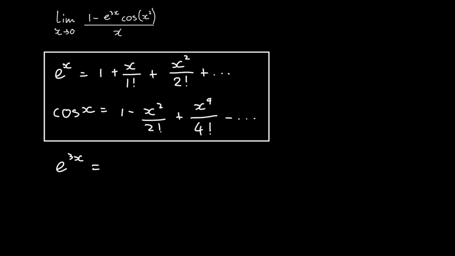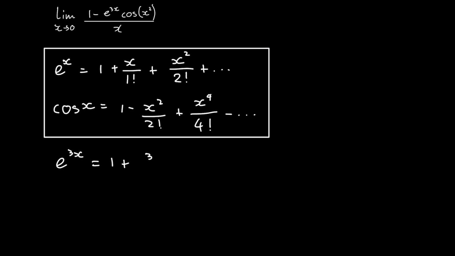So e to the 3x is going to be 1 plus, and now what I'm essentially doing is replacing every time I see an x with 3x. So here's an x, and I'm going to replace that with 3x over 1 factorial, which is just 1, plus, and now the x squared, so it's going to be 3x squared over 2 factorial, which is just 2. I'm not going to bother with any more terms.